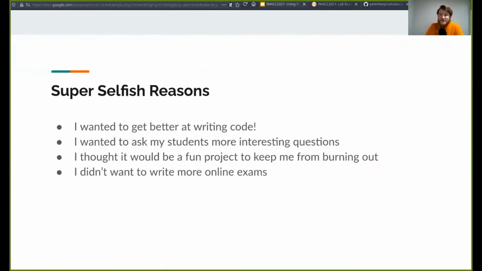I also have a list of super selfish reasons. When I started this, I wanted to get better at writing code. And so I thought, hey, I'll make my students do this and I'll grade it and I'll have to create assignments, and that will motivate me to learn how to do this. The kind of coding that I'm writing is not so computer sciencey coding because everything is through a math lens here. But it's still been fun to get better at this kind of thing.